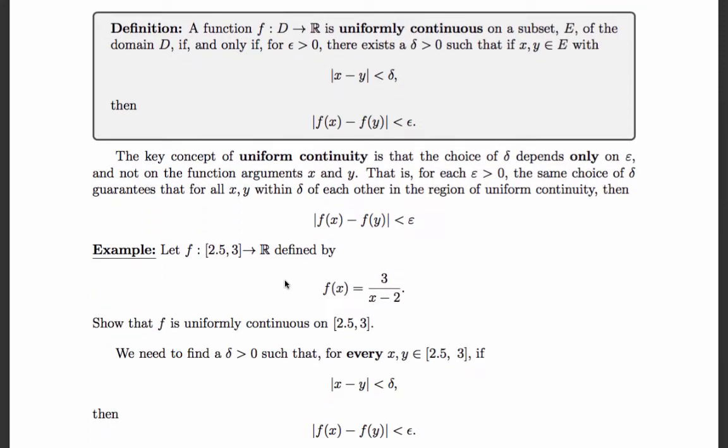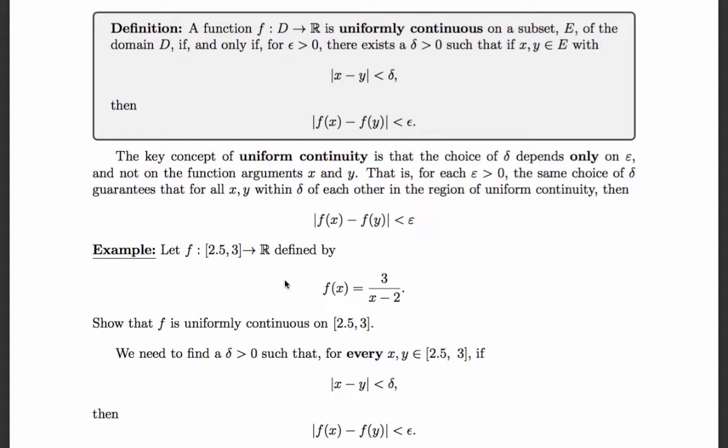Okay, now we're going to get to the idea of uniform continuity. First, let me give the definition, and then let me talk about what the idea is. A function mapping D to R is uniformly continuous on a subset E of the domain D if and only if for any epsilon greater than 0, there exists a positive delta such that if x and y are in this subset of uniform continuity and their absolute difference is less than delta, then the absolute value of f of x minus f of y is less than epsilon.